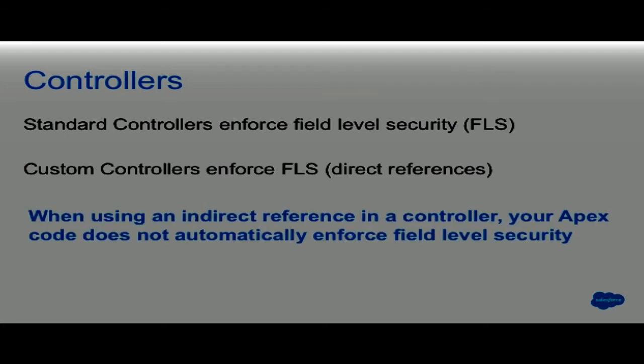But when you're making an indirect reference in a controller, your Apex code does not automatically enforce field level security. And what's an indirect reference? Well, I'm about to show you one, but I'll describe it first for a moment here. In the example I'm about to show, we're going to query the field of a contact, and then we're going to assign that value into a string. So now we're not going from contact to contact, we're going from contact field to string. And in that operation, field level security is not enforced. There's a way to fix it. Let me switch over to a browser and show you all this.